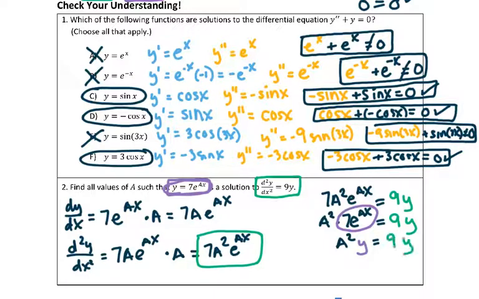Okay, and you can see why this makes our lives so much nicer, because those cancel out. And so we're left with a squared equals 9, and so a equals plus or minus 3. If a is plus or minus 3, then this relationship will be true.